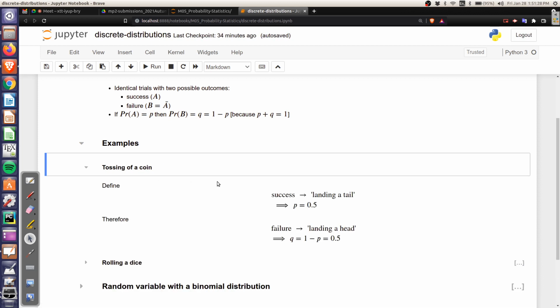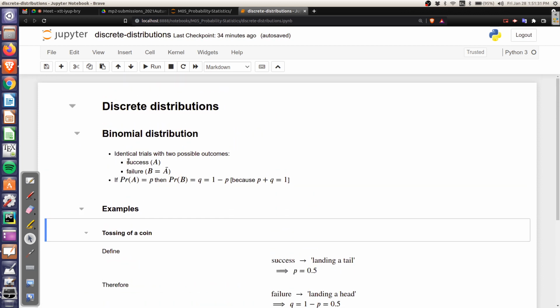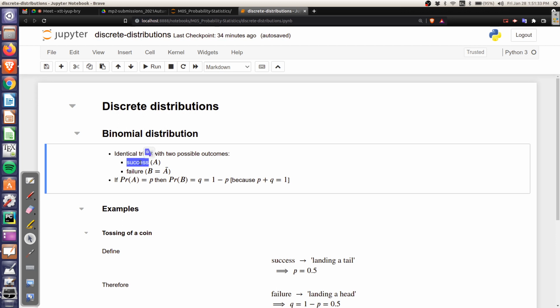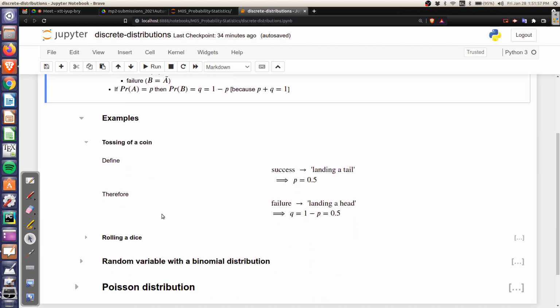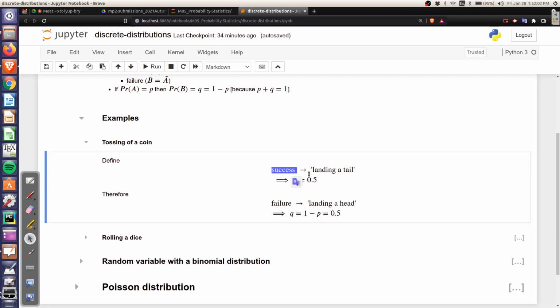Here you have to remember the way you define success or failure is totally up to you. Here the word success or failure has got nothing to do with positive and negative connotations. In everyday conversation we talk about success and failure, and that has a different meaning. I'm not talking about that meaning at all. Here it's totally up to you how you want to define your success or your failure. So let us say while tossing a coin, let us define success as landing a tail. So if you get a tail, that is success for you.